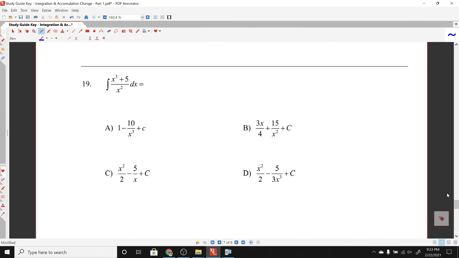19. I would say 19 is very similar to the problem we just did a couple of seconds ago, number 15, where a little algebra is going to help us here. So we're going to split this up. And again, I can split the sum when it's on top, not on the bottom. So I'm going to split it into x cubed over x squared dx plus the integral of 5 over x squared dx. So this becomes the integral of just x dx plus the integral of 5x to the minus 2 dx.